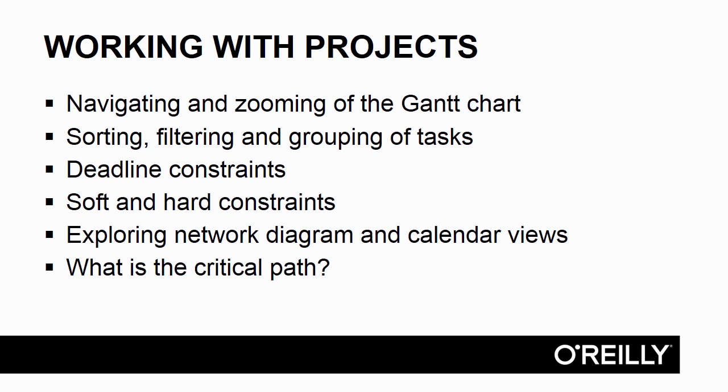We looked at further additional properties for a task because there's plenty in there, and we looked at the deadline constraints and then soft and hard constraints. So things like not before, must finish on, must start on, not after. We explored other views, not just the Gantt chart we're dealing with here. We've got a network diagram and a variety of calendar views, and we discussed what exactly is the critical path.